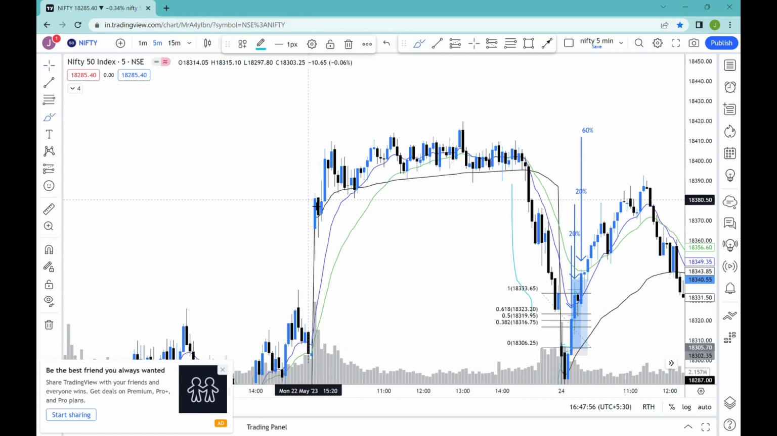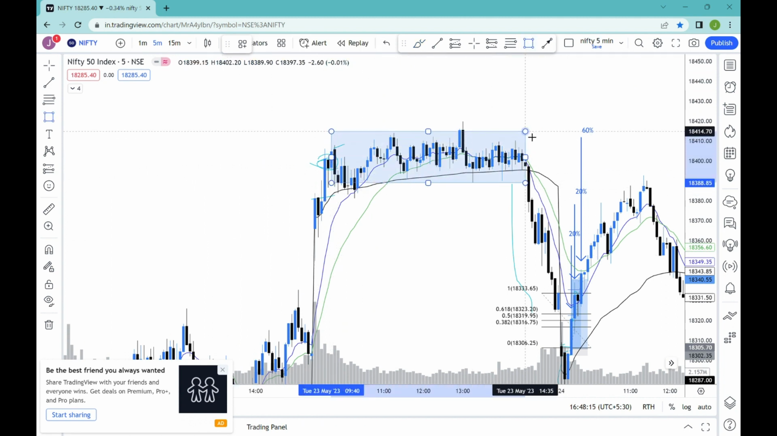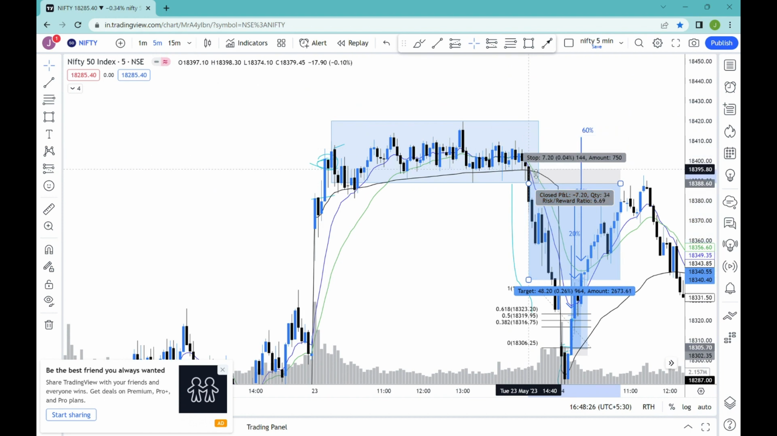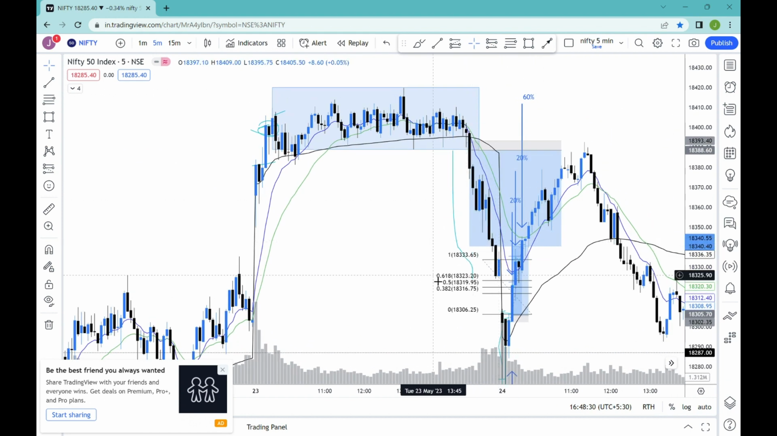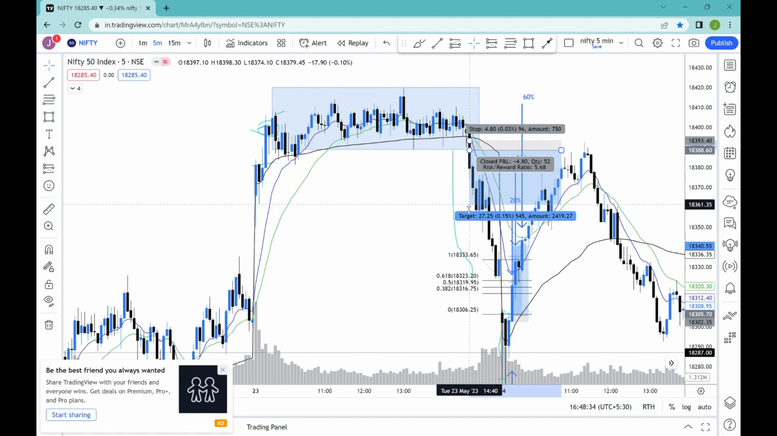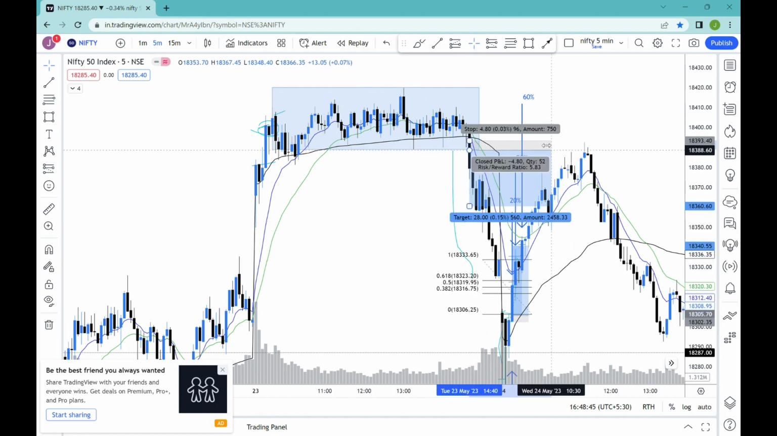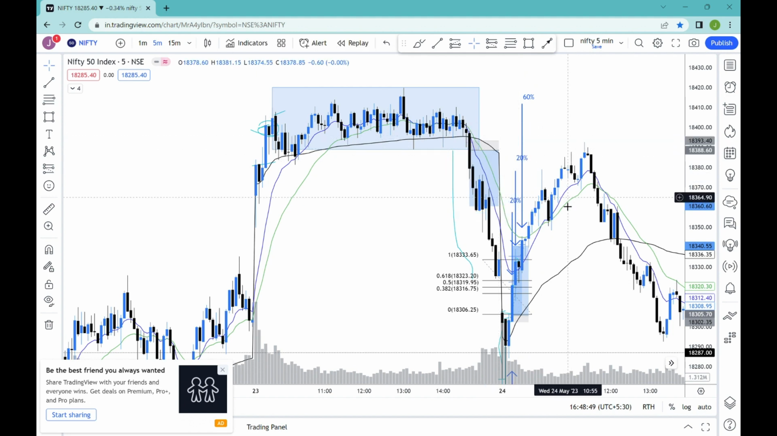My entry in the morning was somewhere around here, and I exited taking one whole candle. This was my exit. Then I took one or two scalps in which I lost, and one scalp was profitable. At the end of the day, I scalped this range breakout, keeping a stop loss of somewhere around 5 points, and this was my target. So this was around a 1 is to 5 scalp. Scalping is more risky and it's not systematic trading, so that's why I don't share my scalping trades here.